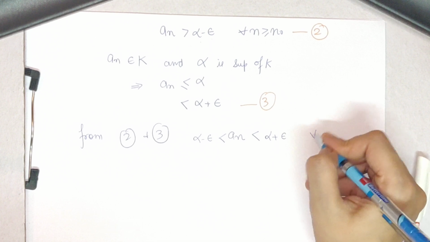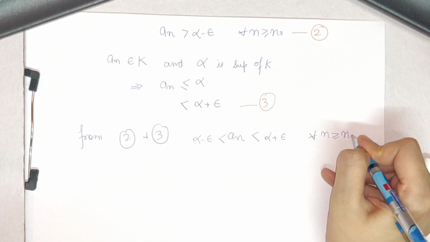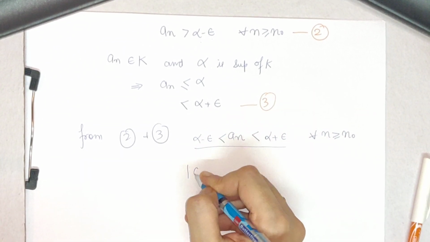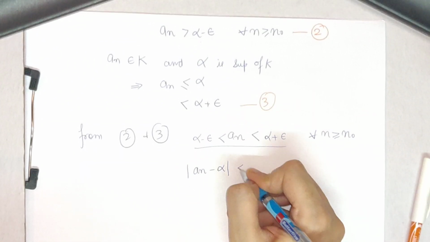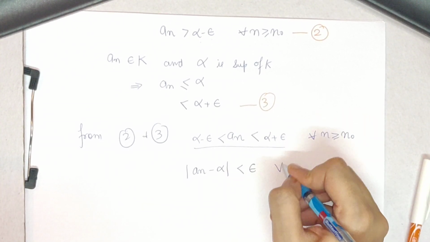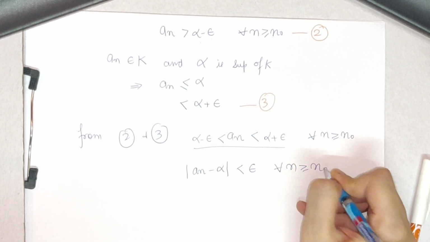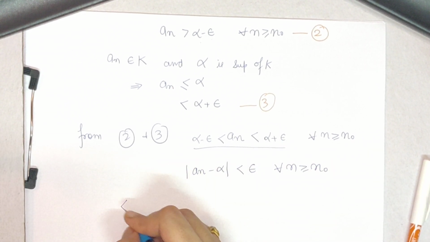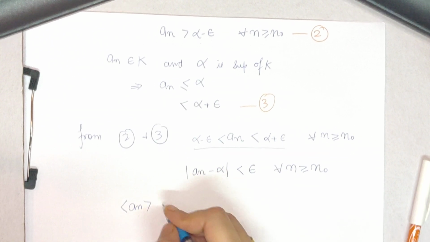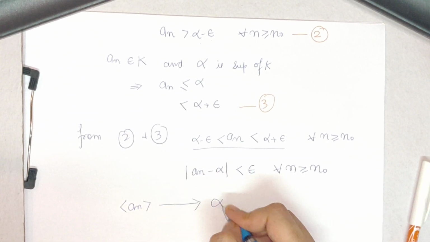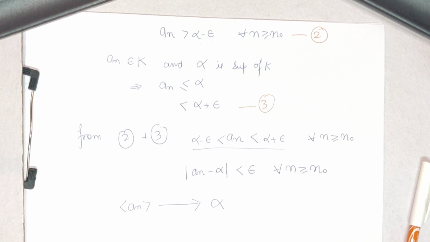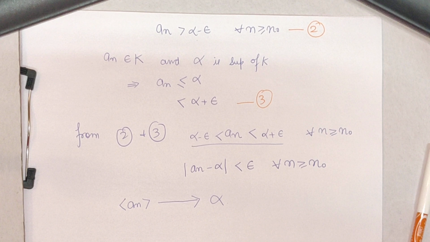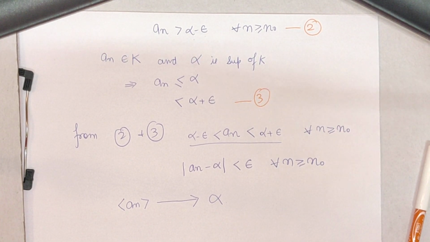The condition was whenever n is greater than or equal to n naught. This is nothing but saying mod of an minus alpha is less than epsilon for all n greater than or equal to n naught. This is nothing but we have just proved an converges to alpha. The proof is very simple, not tough at all, but you just have to keep track of what we have to prove.